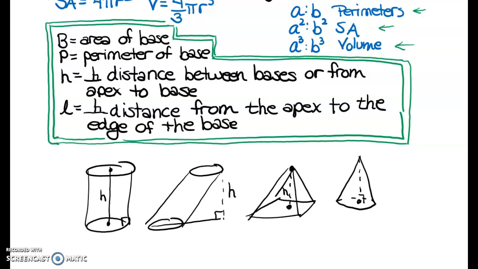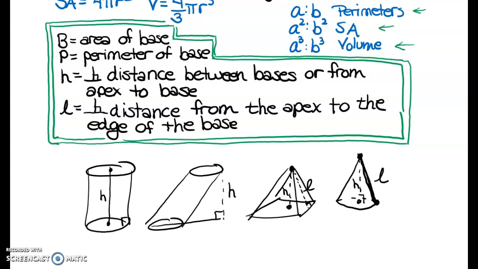Okay, so what's the difference between height and slant height? Slant height goes from your apex down the side, okay, and it hits the edge of your base, and it needs to be a perpendicular distance to the edge. So this is your slant height, that's your height. Same here with your pyramid, right? It goes down from the apex down one of your sides. It hits the edge of your base in a perpendicular angle, all right? So that's your slant height for these two formulas.